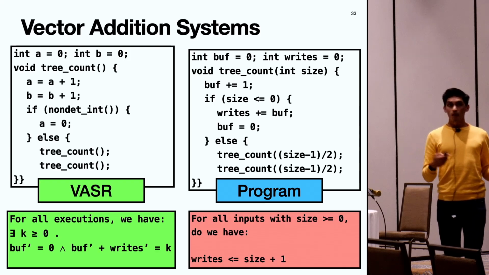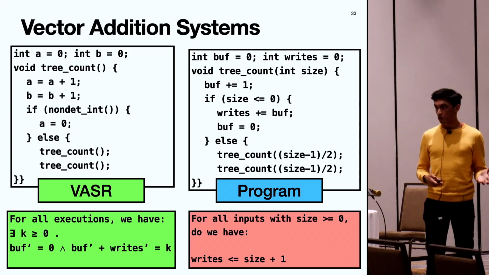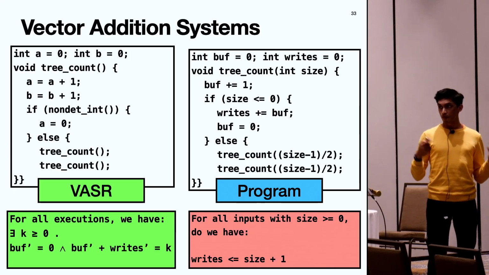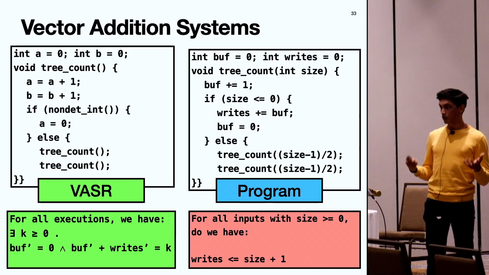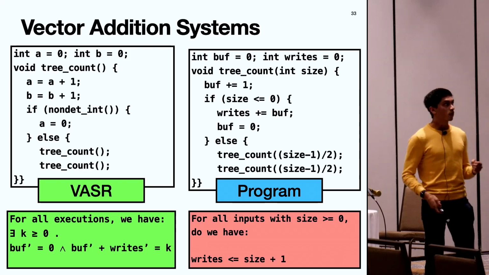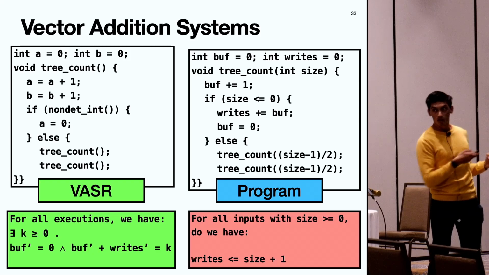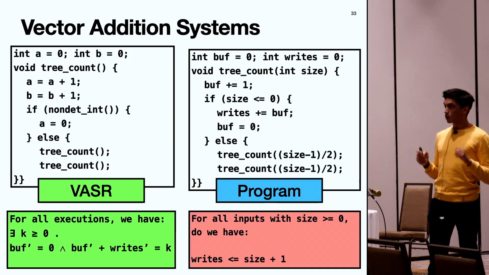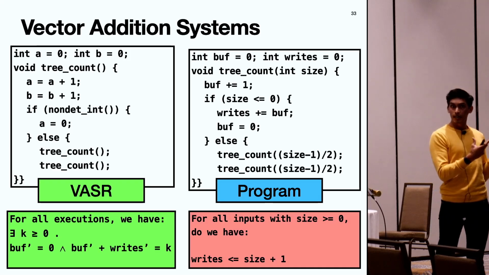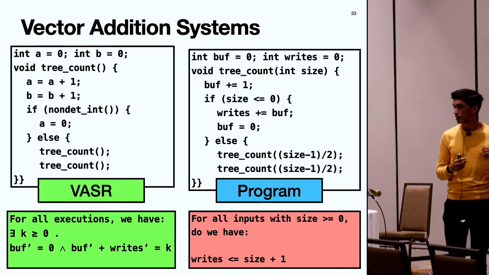And so the way that we're going to refine this summary is that we're going to synthesize bounds on the number of times tree count can be recursively called, and we're going to apply them to this k variable. And in doing so, we're going to strengthen the summary enough to be able to prove this property.